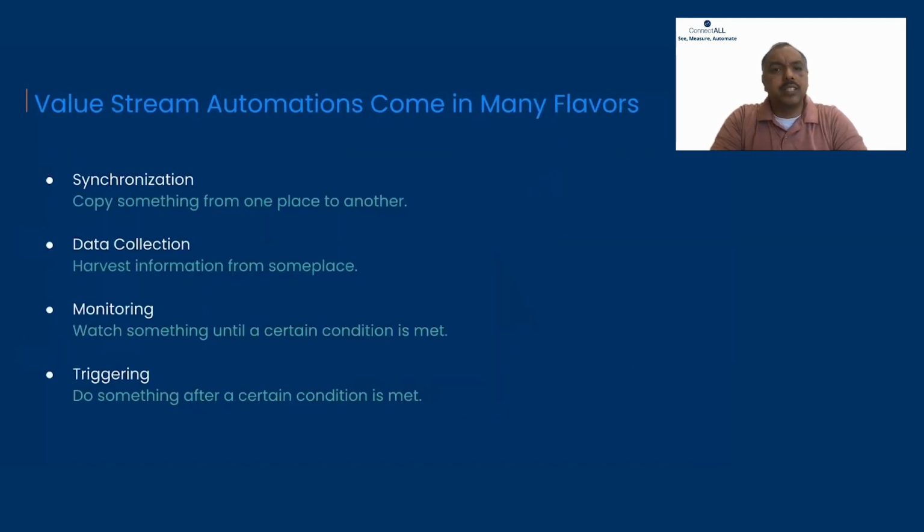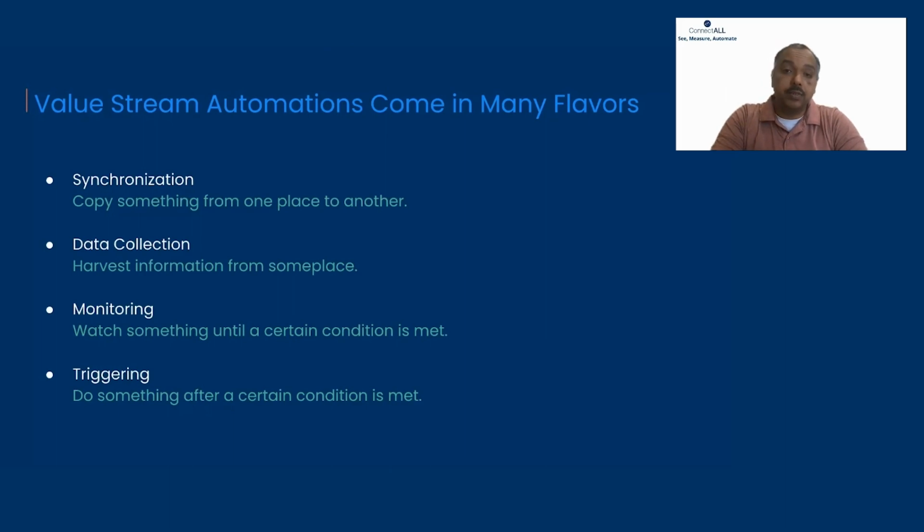ConnectALL's value stream automations come in many different flavors. You can use an automation for synchronization, that is to move data from one place to another and to keep both the systems in sync at all the time so that your QA and dev teams or program management and sales teams are always in line with what's happening in the system. It gives you traceability, understandability, and transparency across your value stream.